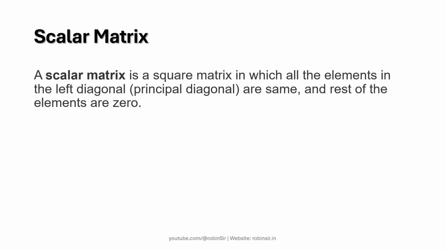So what is a scalar matrix? A scalar matrix is a square matrix in which all the elements in the left diagonal, which we also call the principal diagonal, are same, are identical, and rest of the elements are zeros. Let's try to understand this with an example.